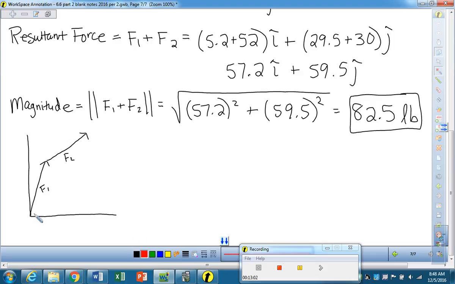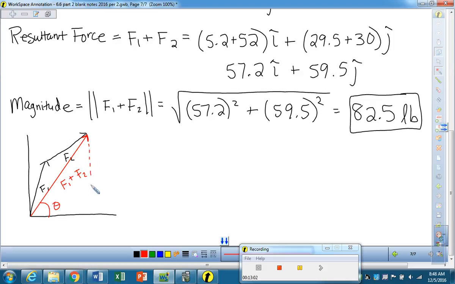Now we're going to draw a new vector from 0, 0, going all the way to the end of F2. And this new vector geometrically represents the addition of doing F1 plus F2. So to find the direction angle of this resultant force, F1 plus F2, we're trying to find this angle theta right here, the angle theta that would go to this red line.